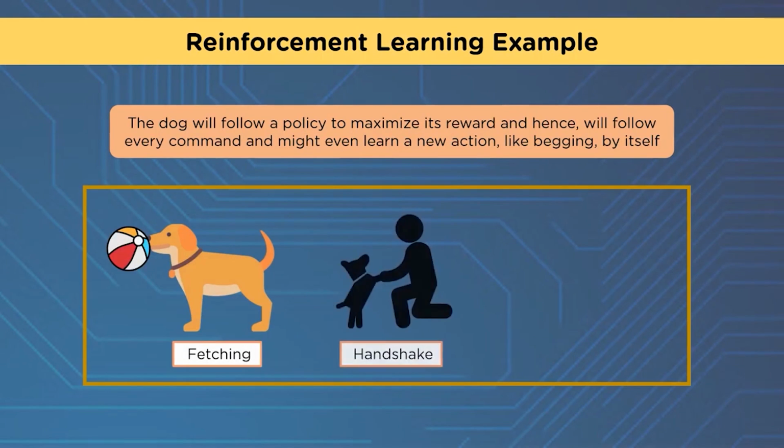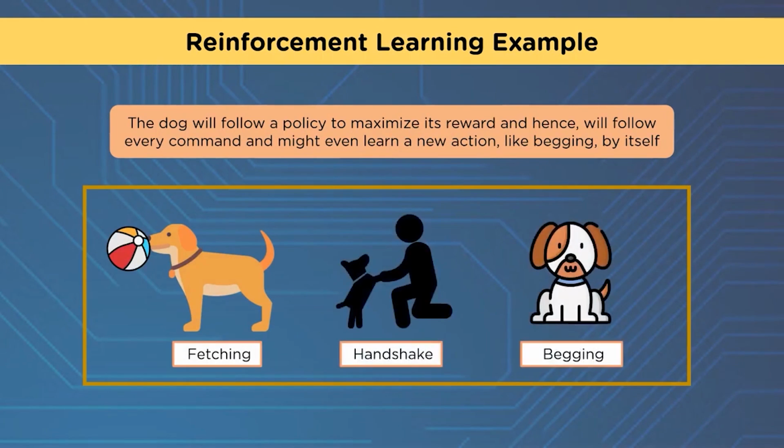The dog will follow a policy to maximize this reward, and hence will follow every command and might even learn new actions like begging by itself. So we start off with fetching. It goes, oh, I get a biscuit for that. It tries something else, and you get a handshake or begging or something like that. And it goes, oh, this is also reward based. And so it kind of explores things to find out what will bring it a biscuit.